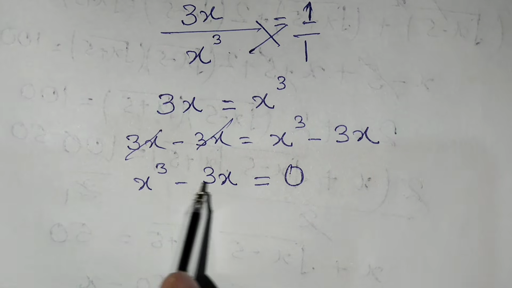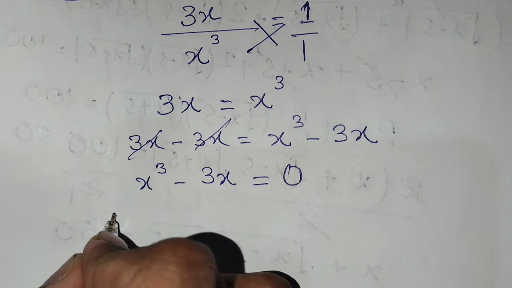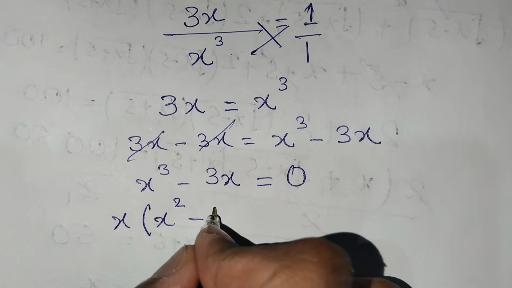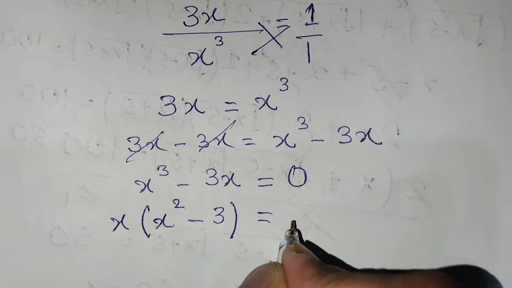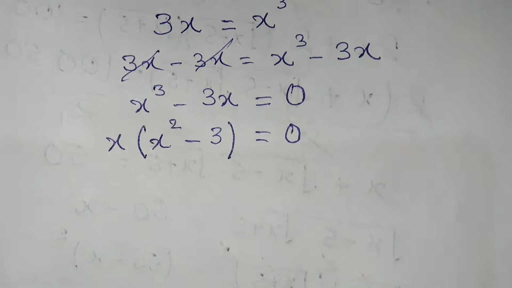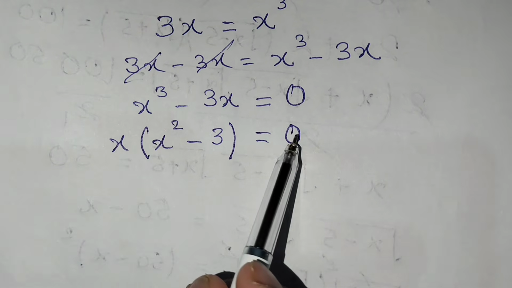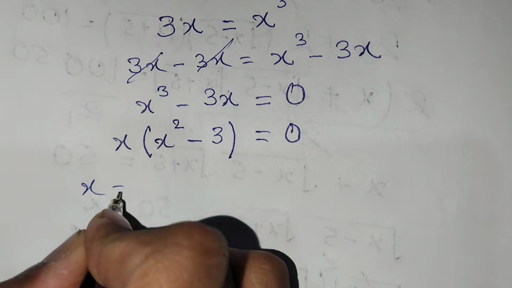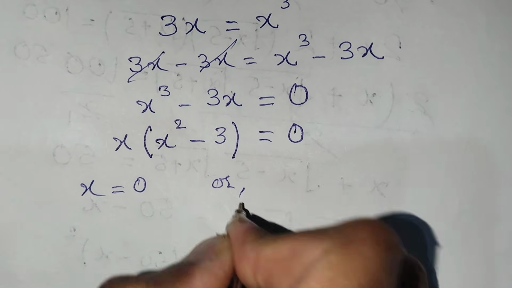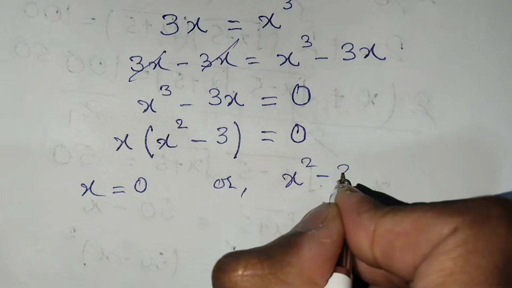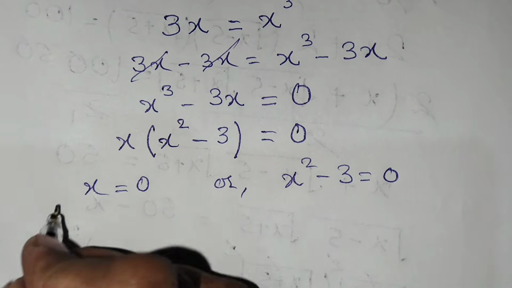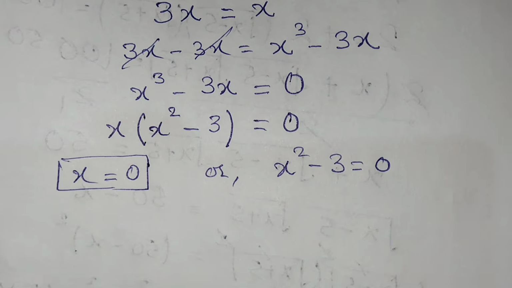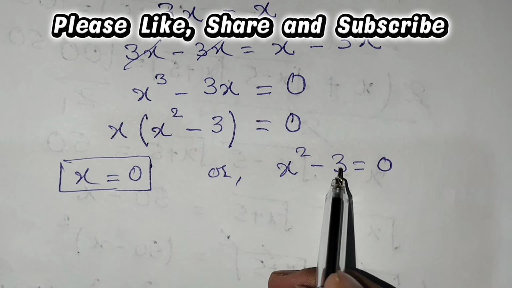Can we take x common from both the terms? Yes, we can take x common. Here we have x square minus 3 is equal to 0. So either x will be equal to 0 or this x square minus 3 equal to 0. This is the first value of x, which is 0. Here it is x square minus 3 equal to 0.